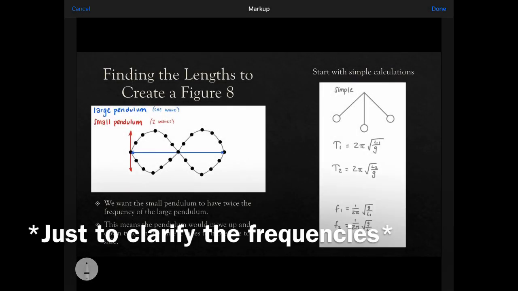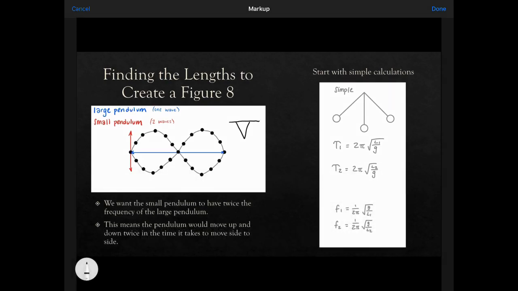So the goal was to create a figure 8 using a compound pendulum. So the top part of the pendulum would be attached to a bar like that, and then the second part of the pendulum would hang from that part, with the mass below it. So the entire pendulum would need to swing back and forth once for every time the small pendulum went up and down twice. So the total motion would look like a figure 8. We would want the small pendulum to have twice the frequency of the large pendulum.